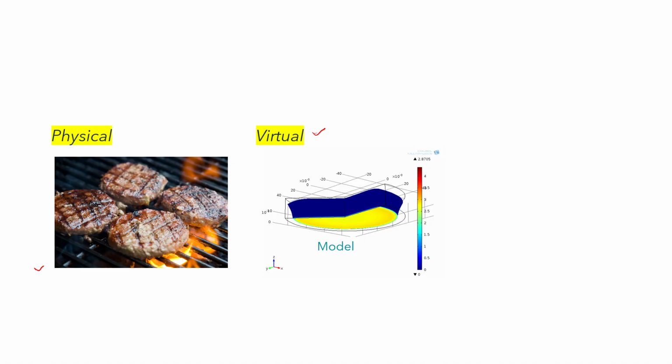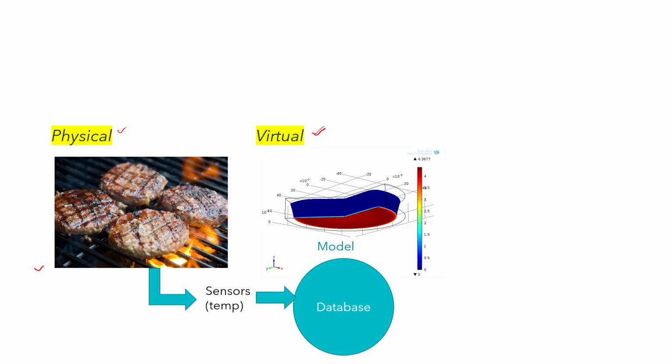So there's the physical and there's the virtual. So this simulation is not a digital twin. I repeat, the simulation by itself is not a digital twin. So let's look at it a little more. First, the physical system has to be connected to sensors. Let's say temperature is an important variable here, so the sensor could be measuring temperature and feeding to this database.